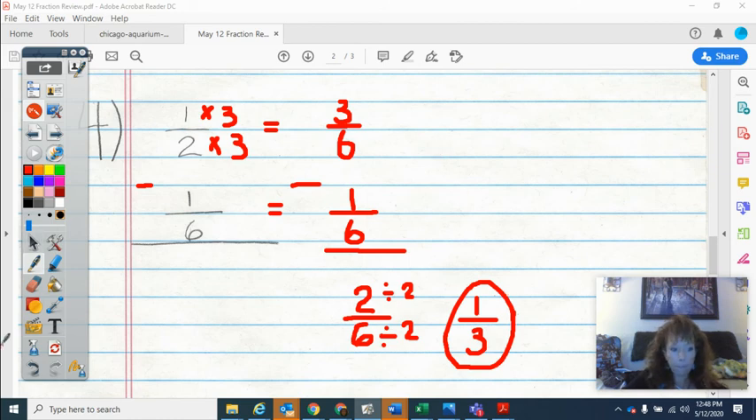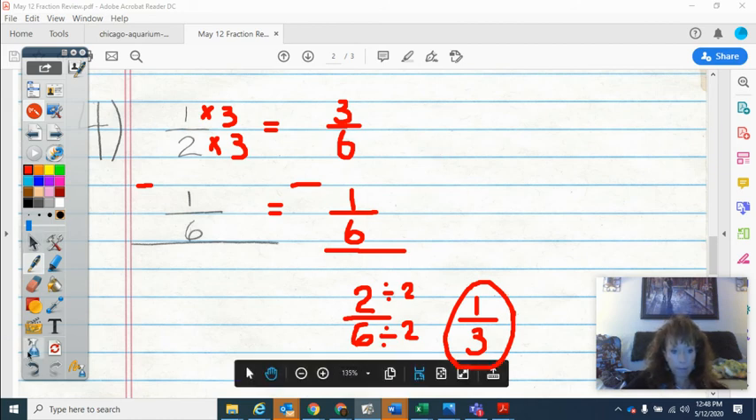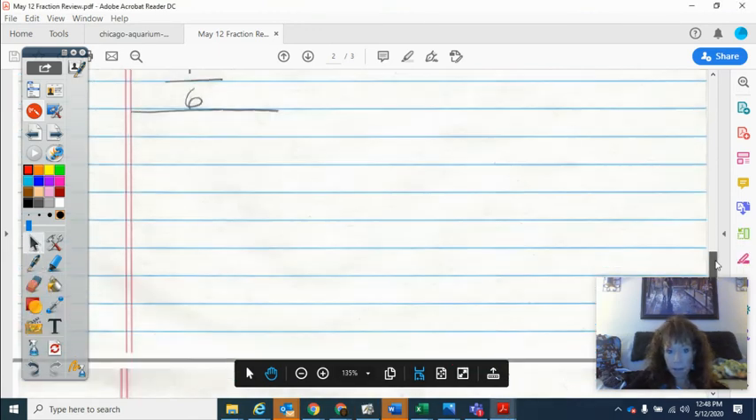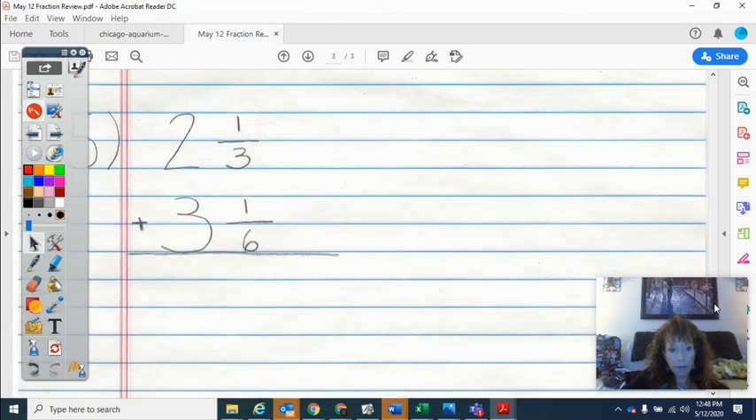Okay, moving on. Okay, number 5, we're adding mixed numbers. Mixed numbers have whole numbers, a whole number 2, a whole number 3, and then they have fractions too.